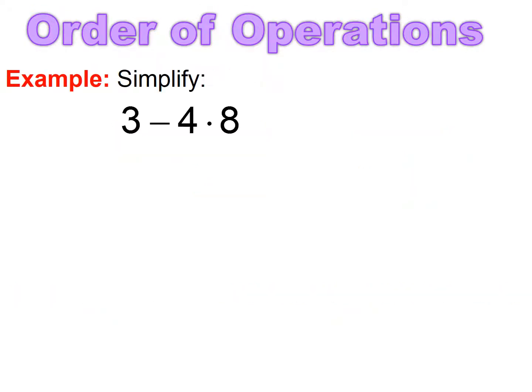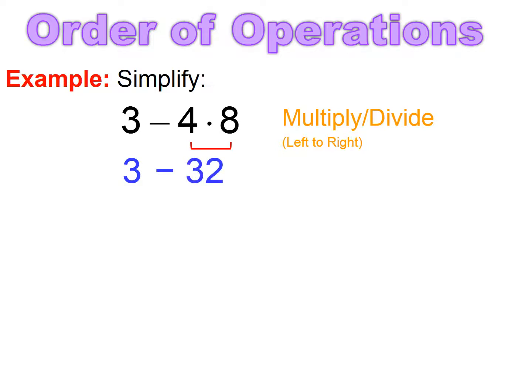So let's start off with a fairly simple problem, but you have to be careful because you see a simple problem and you just automatically start working it. In this case, you cannot start by taking 3 and minusing 4. This is an order of operations problem, which means I have to do the multiplication before I do any addition or subtraction. So right now I would just bring down the 3 and then I would do the multiplication of the 4 times 8. So I end up getting 3 minus 32.